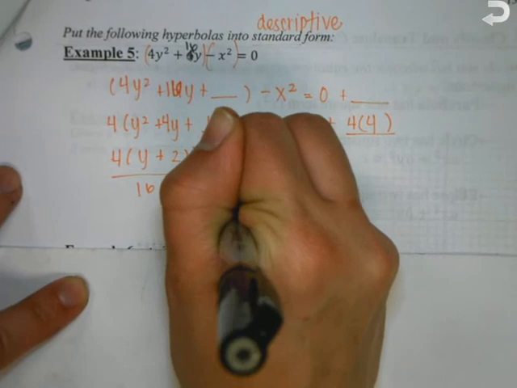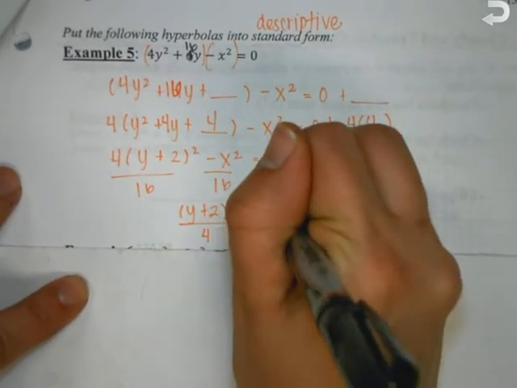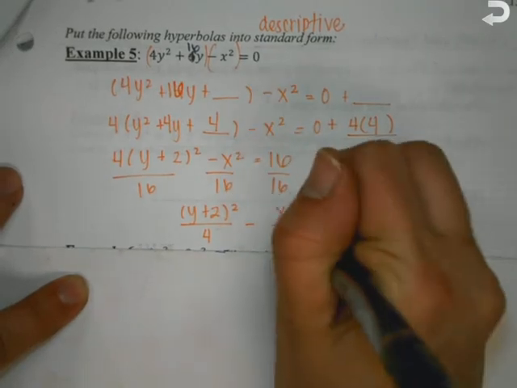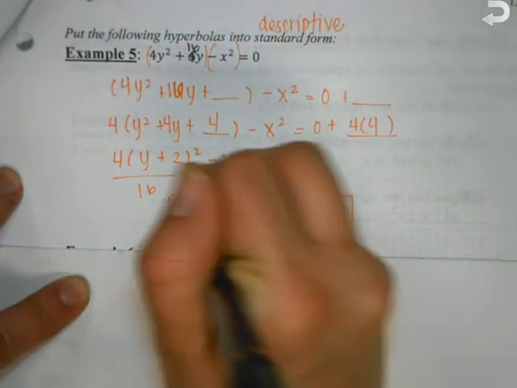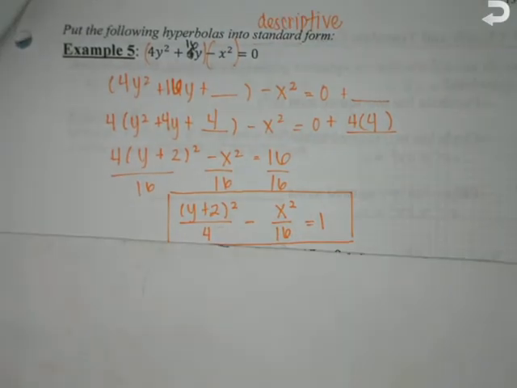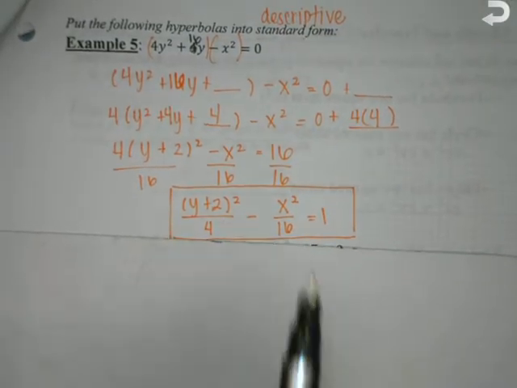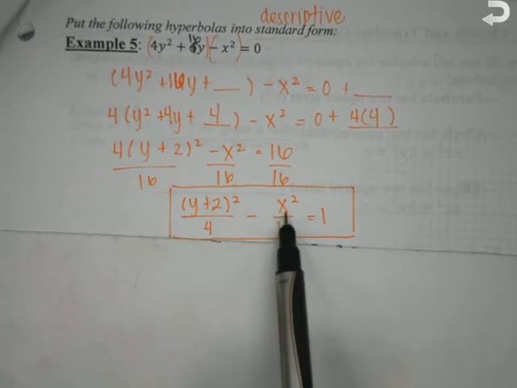Question, what's my center? 0, negative 2. The x still has to come first, even though x does not come first in the form. Okay, but whatever's attached to the x still comes first. Are my vertices on the y-axis or the x-axis? On the y's, because y comes first. Make sense? Okay, one last thing.